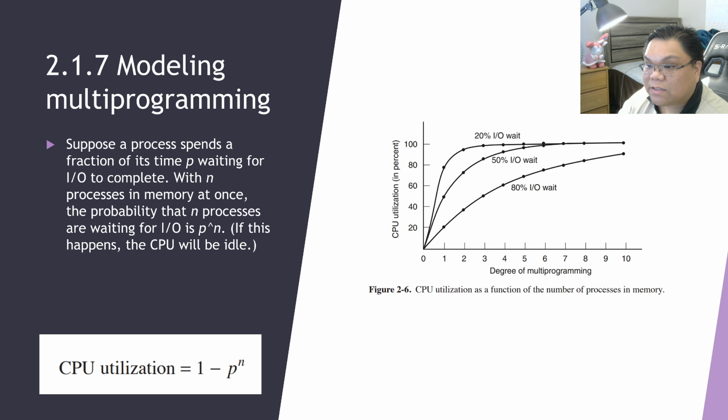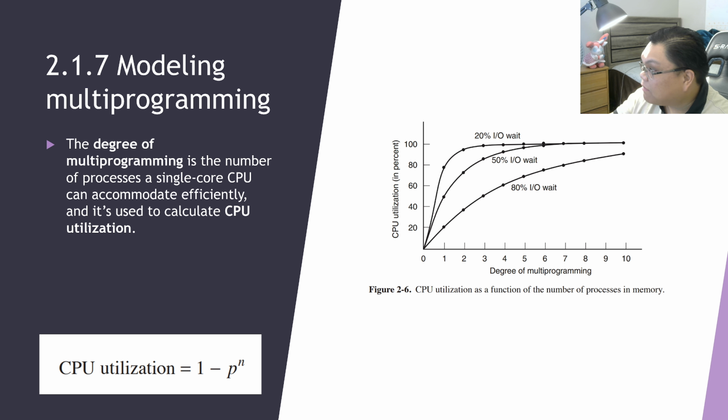Suppose a process spends a fraction of its time, P. This is gonna be some percentage, expressed as a floating point value from 0 to 1. It's gonna spend a fraction of its time, P, waiting for some I/O to complete. With n processes in memory at once, the probability that n processes are waiting for I/O is going to be P to the nth power. If this happens, then the CPU will be idle.